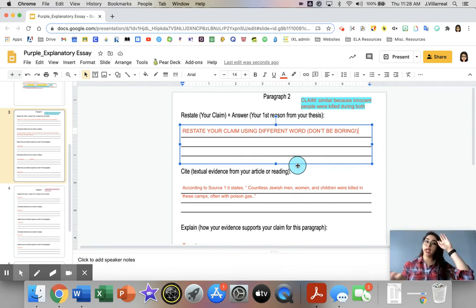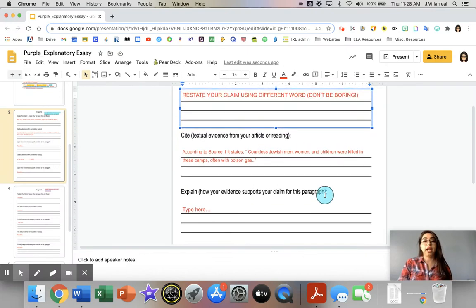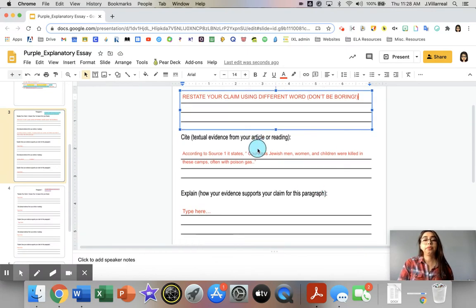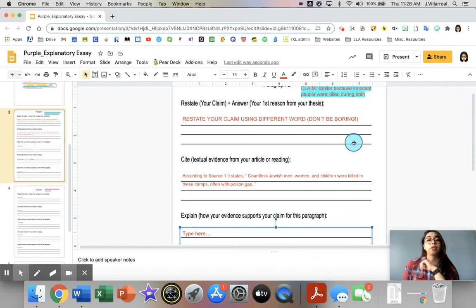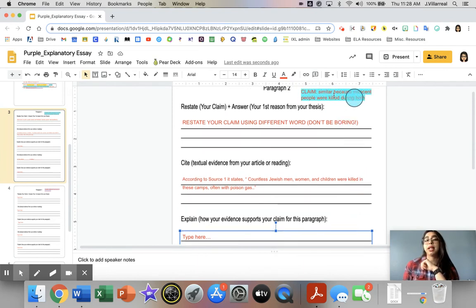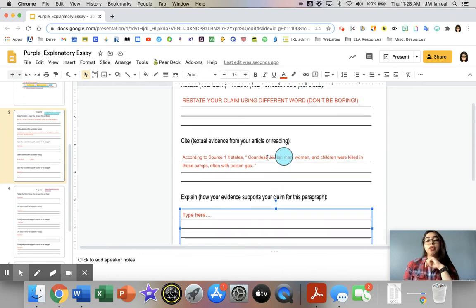Okay, so hopefully you paused your video and you've restated your claim for both of your paragraphs. Now the only thing that you need to do is to explain your evidence. This is probably going to be the most difficult part for you. You need to explain how your evidence supports your claim for this paragraph. So your claim is that Black Lives Matter and the Holocaust are similar because innocent people were killed during both. How does your quote prove that?